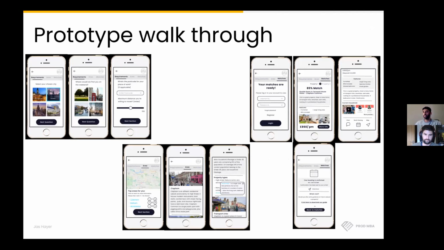This is just a brief, I know I won't have time to go through the prototype, but these are just a few screenshots of how it works. So the requirement stage, you have a few interactive questions, and then the area section gives you more information about areas, allows you to rank them. And this is based upon your requirements. And then you have your matches and where you can register and book viewings as well.